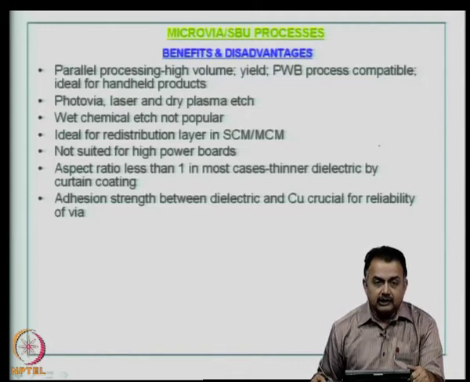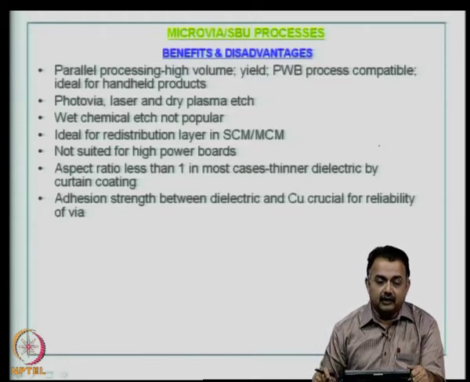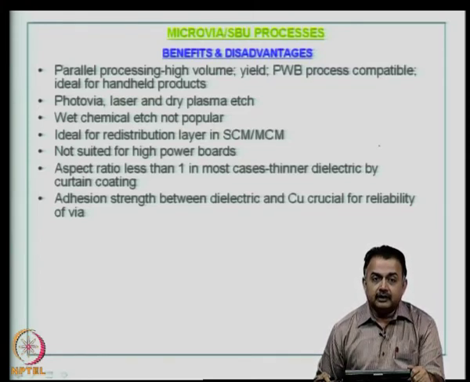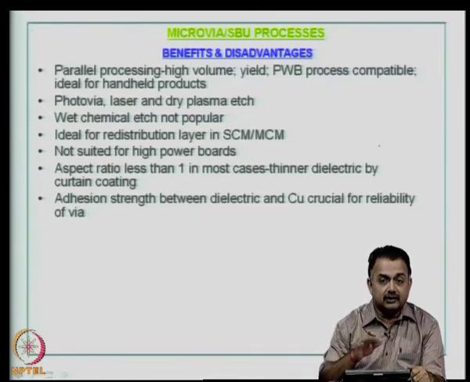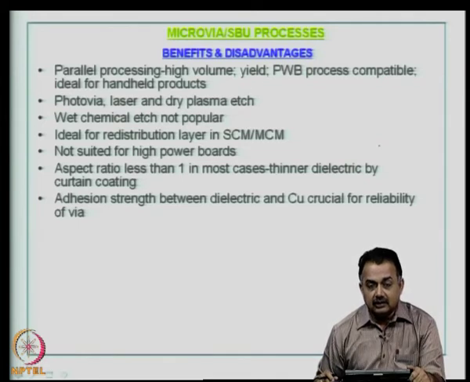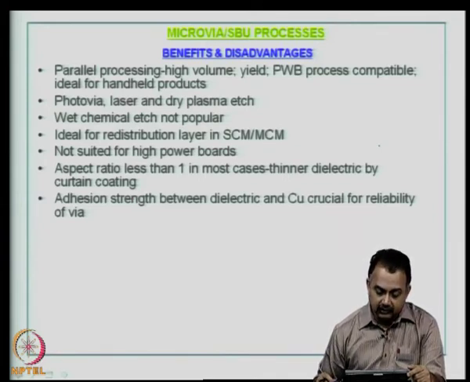Aspect ratio, if you actually look at the thickness of the dielectric that we use in the SBU and the size of the microvia that we create in the thin dielectric, the aspect ratio is less than 1. And if you use curtain coating, which can be used to reproduce very small thicknesses, our aspect ratios are fairly achievable. We can get a very good yield using these processes.